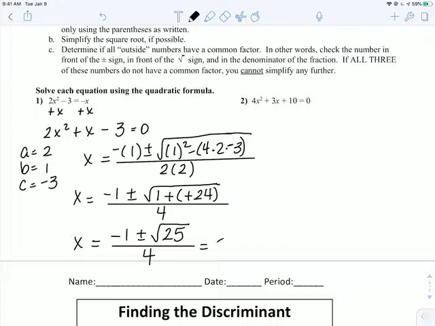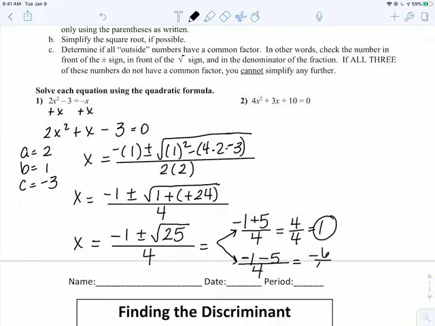So we end up with two solutions here. We have a negative 1 plus the square root of 25, which is 5, all divided by 4. And then we also have a negative 1 minus the square root of 25, which is 5, all over 4. So a negative 1 plus 5 is 4, and 4 over 4 is equal to 1. So there's one solution. And then negative 1 minus 5 is a negative 6 over 4. That's going to reduce to a negative 3 halves for our second solution.